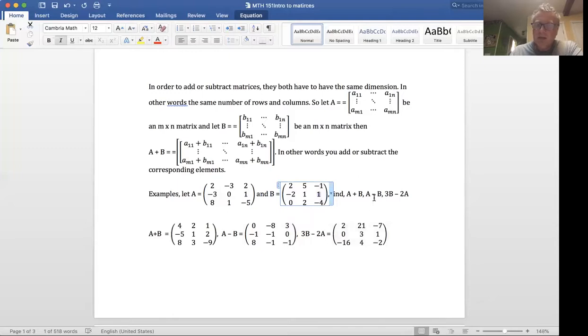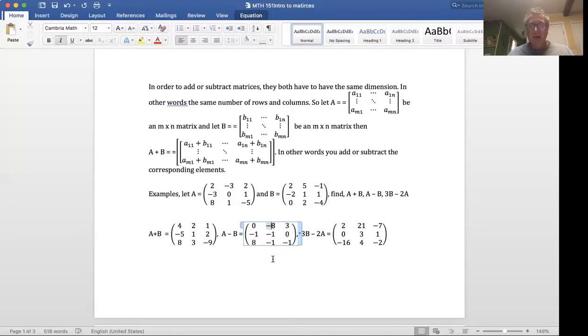When I have minus, I distribute the negative and then add up. So this B, I would have to distribute through with a minus, so that'd be a -2, a -5, that's just a scalar multiple of -1, and a 1. So when I add up, 2 minus 2 gives me the 0, -3 minus 5 gives me the -8, and 2 and 1 give me the 3, and so on.